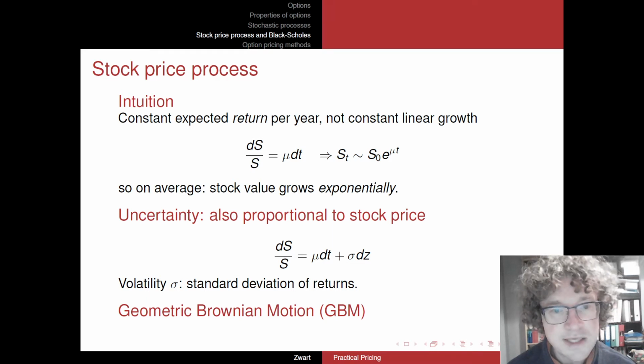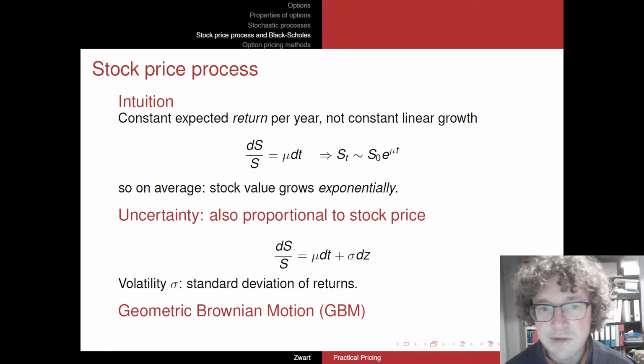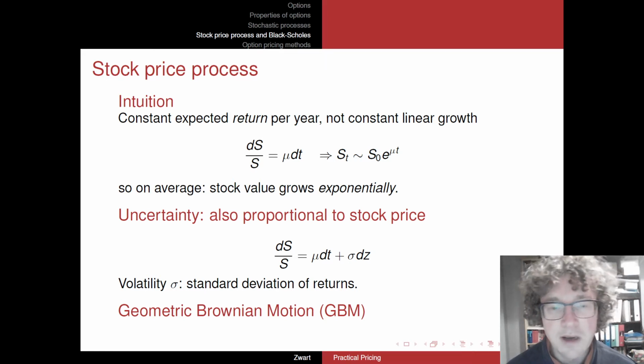And again, this sigma measures the size of the uncertainty, or in other words, it's the standard deviation of the returns. It's called the volatility of this process. And this particular process has a name. It's called geometric Brownian motion.